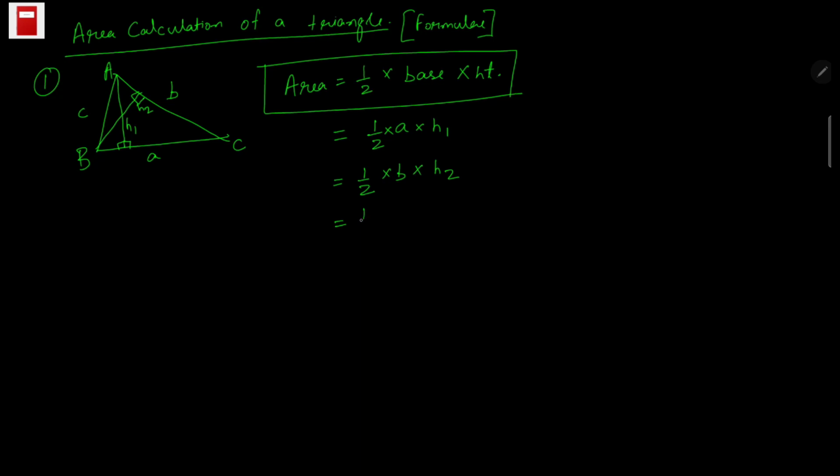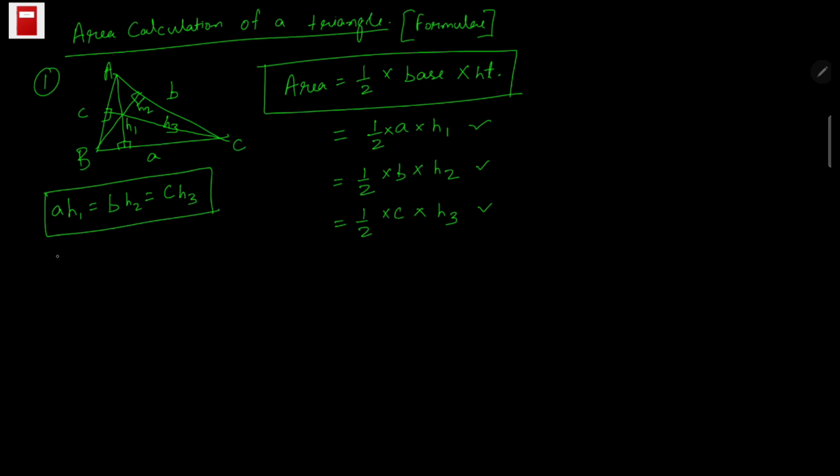If I'm taking base as c, then the height will be on c, that means this length we are talking about. This is h3. Okay, and from here you can see that all these three are representing the area of the same triangle. That means they're all equal. So a into h1 is equal to b into h2 is equal to c into h3. That also means that the sides are inversely proportional to the heights on them.